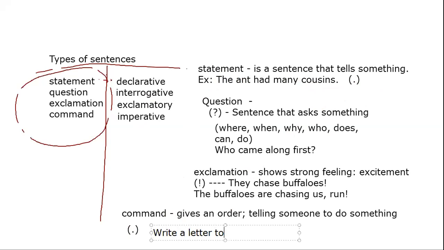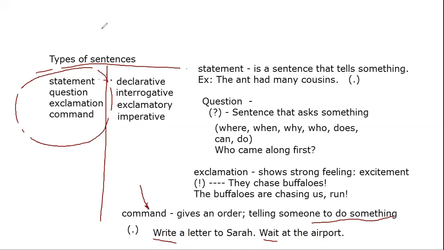Let's give our example. Write a letter to Sarah. Okay, we're giving a command. Write a letter to Sarah. We're telling someone to do something. That is a command. It ends with a period. And remember, it gives an order. Another example: wait at the airport. You are telling someone to do something. You're telling them, wait at the airport. So here we're telling someone to write, we're telling someone to wait. And if we're telling someone to do something, then we know it is our command sentence. You're commanding someone to do something.